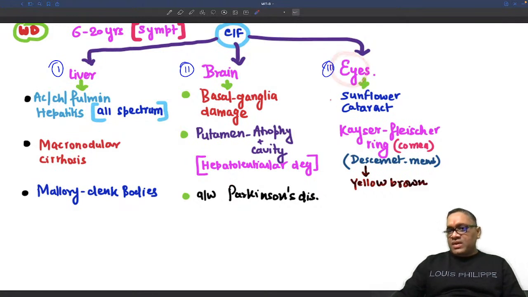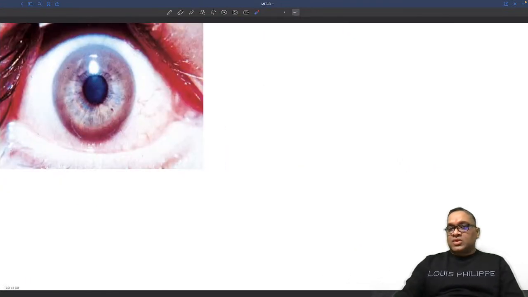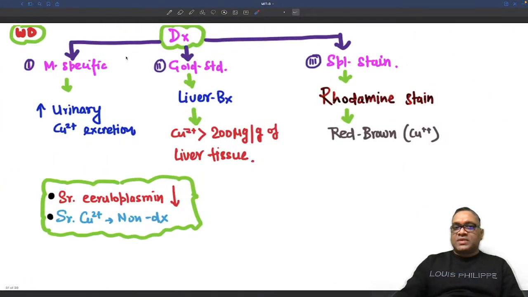In the eyes, they will have a sunflower cataract and Kayser-Fleischer ring in the cornea, especially in Descemet's membrane, which will be yellowish brown in appearance, right? So now you can see this is the Kayser-Fleischer ring, which is pathognomonic. And for diagnosis, you have to remember most specific, gold standard, and special stain.